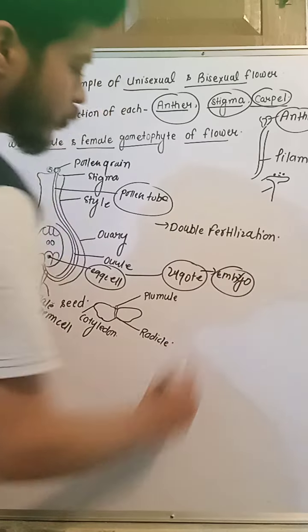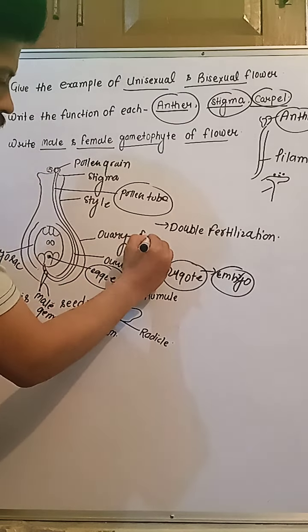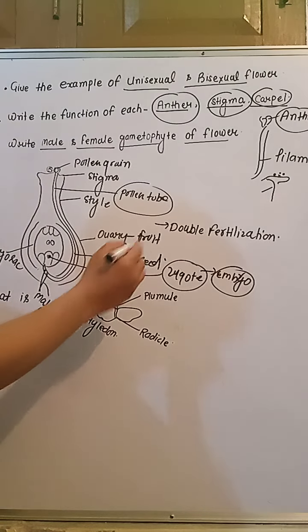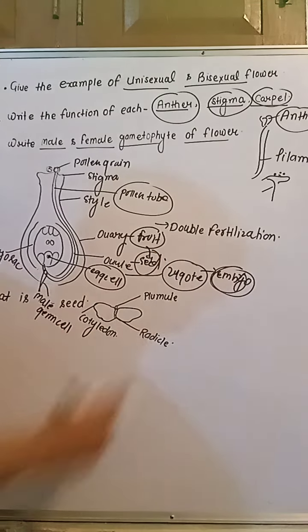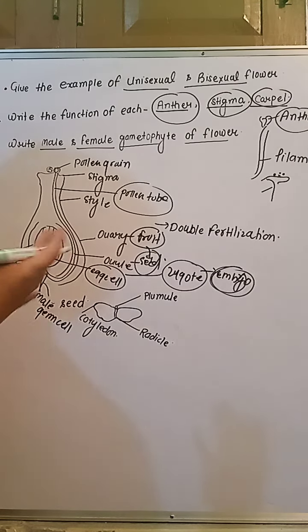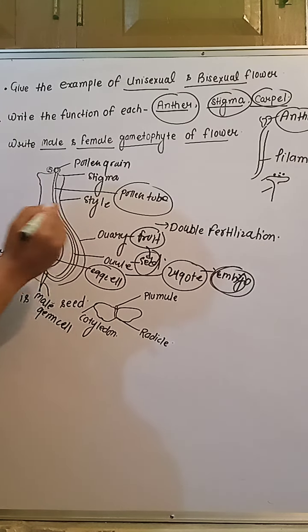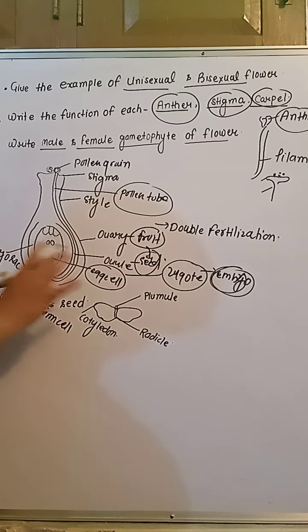Okay, embryo. After fertilization, the ovary develops into the fruit. The ovule develops into the seed. Clear? So first the fruit, inside the fruit the seed is present, inside the seed the embryo is present, and when this embryo gets nourished, it germinates into the new plant. That is the whole process after fertilization. Very important: ovary to fruit, ovule to seed, egg to zygote, then it develops into the embryo. This is the process of fertilization.